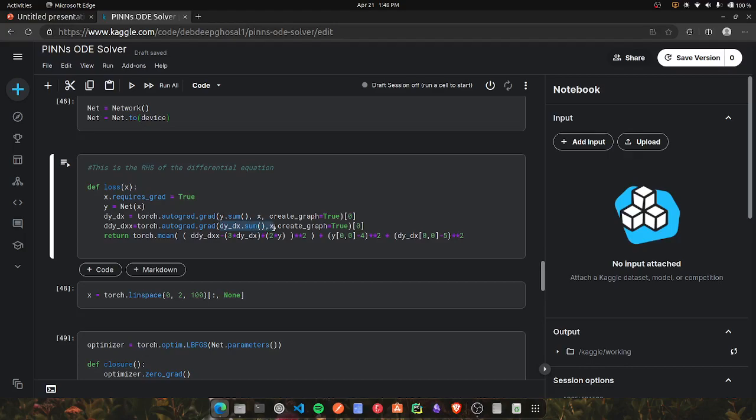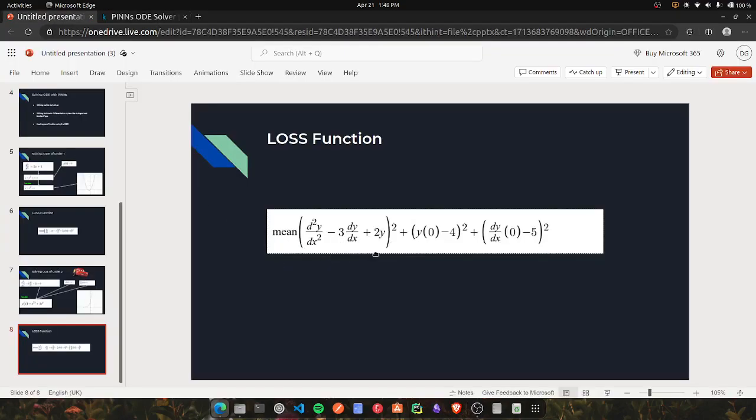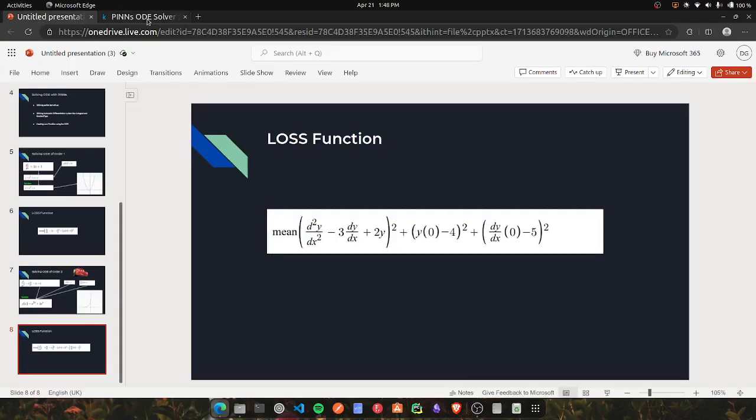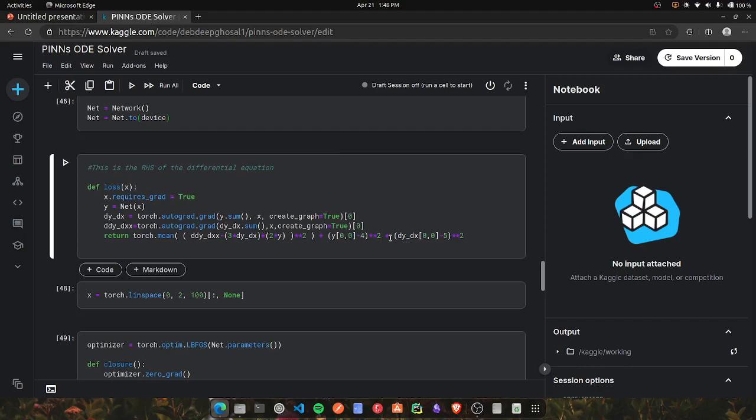Okay, so yeah, you can see the parameters here. So now we have got x, y, dy dx, d square y by dx square. So now we'll try to frame the loss function, which gives us a loss of something like this. So yeah, we have framed it here successfully. d square y by dx square minus 3 dy dx plus 2y. We are taking the square of it and then taking the mean of it. Then these two are the conditions here. y0 just gives us y0 minus 4, squared, and this is the second constraint we have, dy dx at 0 minus 5.